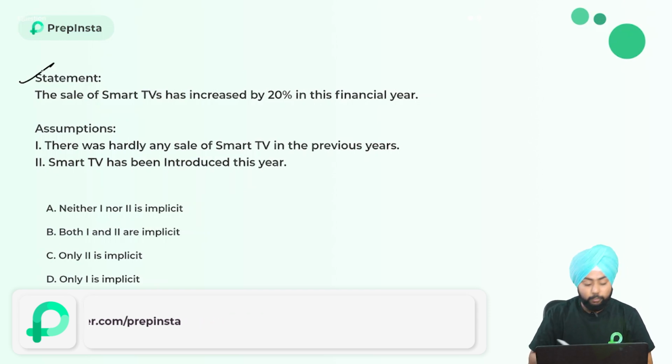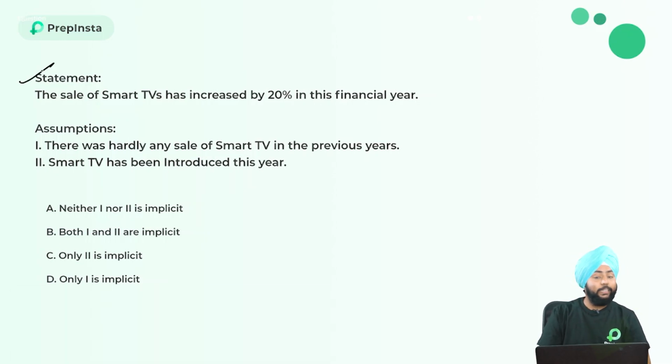Okay, so this problem is from statement and conclusion. The statement is: the sale of smart TVs has increased by 20% in this financial year. I have seen students facing a lot of problems with statement and conclusion. Why? Because this section is more about understanding the statement and then coming to a particular assumption or conclusion, so people find it difficult.